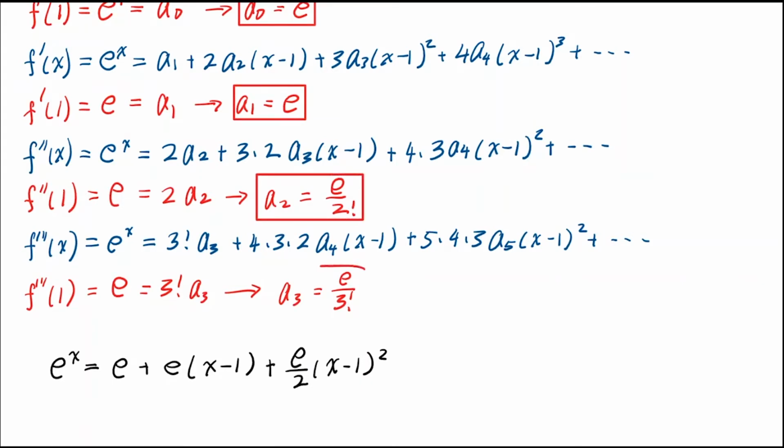And then I'm gonna box this thing in. Good. Okay, so what we have is plus e over 3 factorial, and then x minus 1 cubed. This was 2 factorial. Then you can think like this. This was 1 factorial, right? Wait, 0 factorial?